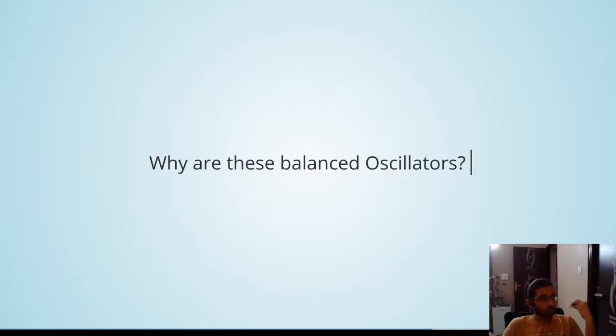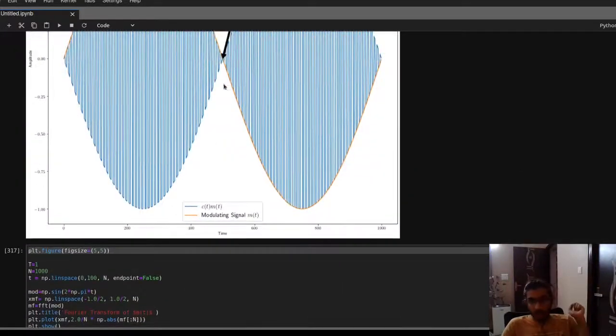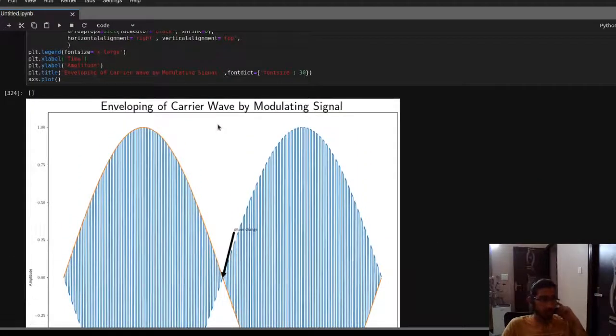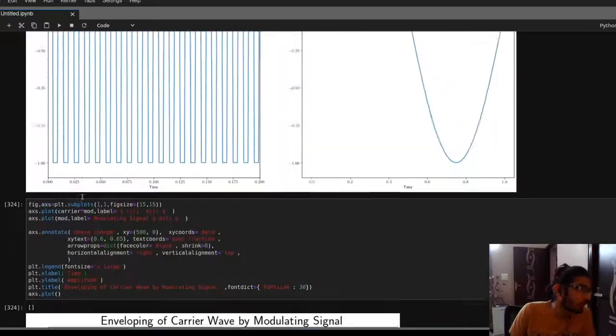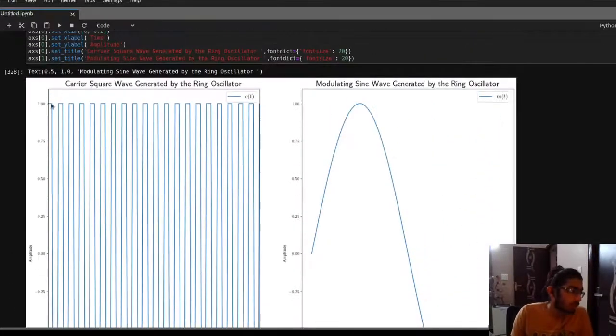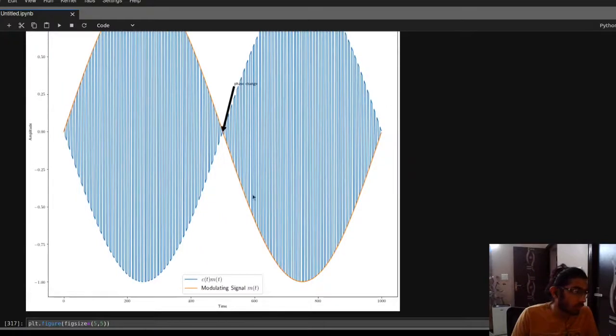Now before we go into the question of why this is a balanced modulator, let's have a quick look at what the waves look like in the ring modulator. We have two waves: a square wave and a modulating sine wave. Basically the output is nothing but the square wave being enveloped by the modulating sine wave. This is how the output looks.